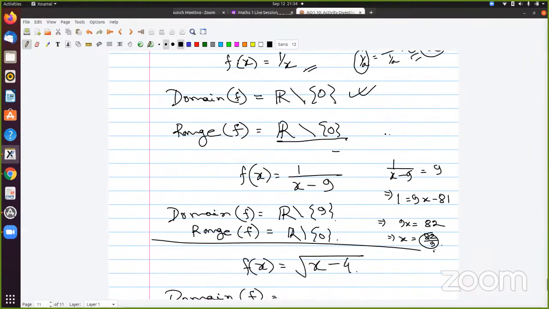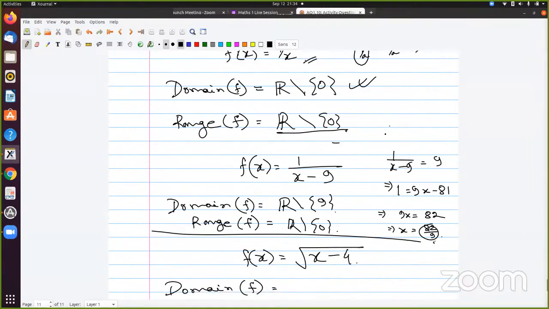Sir, I have a doubt in the second example, in which you mentioned that x is equal to 82 by 9, we get 9. I am coming to that. For this example, what is the domain? First tell me what is the domain. Which one, sir? Under root x minus 4? This one. 1 by x minus 9. Any real number which is not equal to 9.